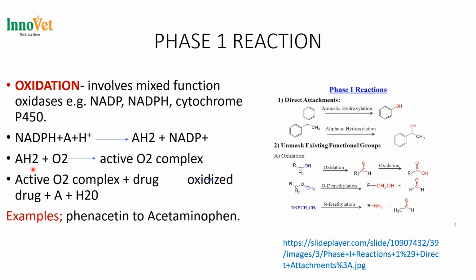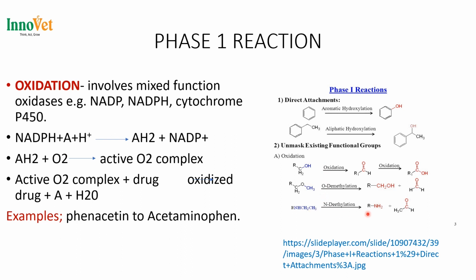So this reduced cytochrome is going to react with molecular oxygen and give us the active oxygen complex. This active oxygen complex is the one that is going to bind with the drug, and it will give us an oxidized drug plus the cytochrome P450 and water. So this is an equivalent of water. An example of a drug that undergoes this that I can give is phenacetin, which is being oxidized to acetaminophen.